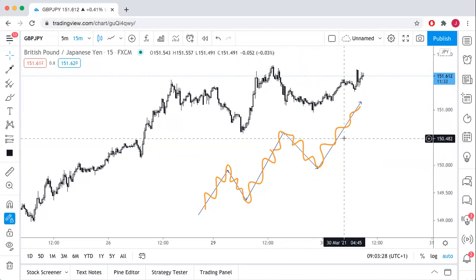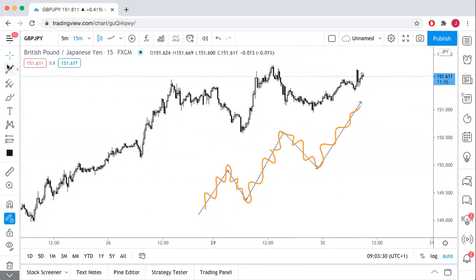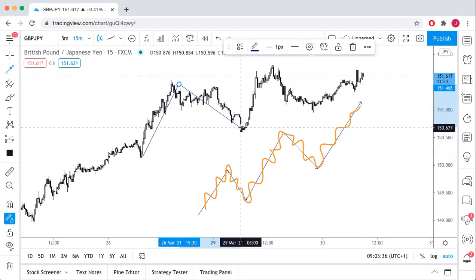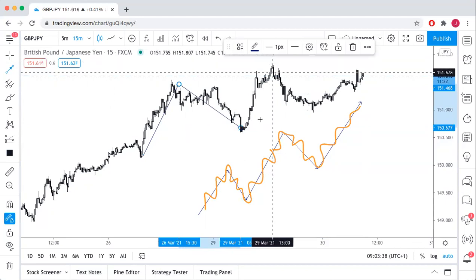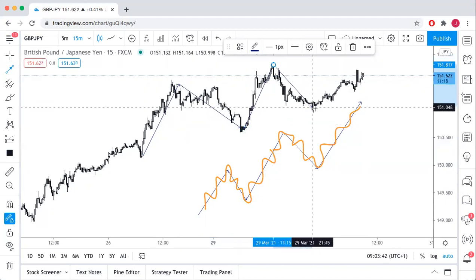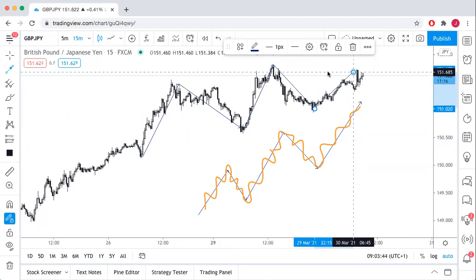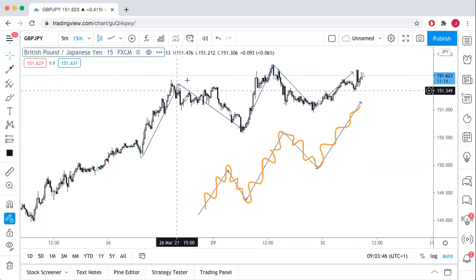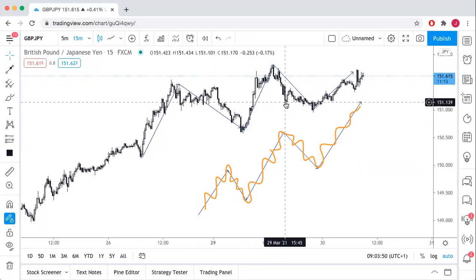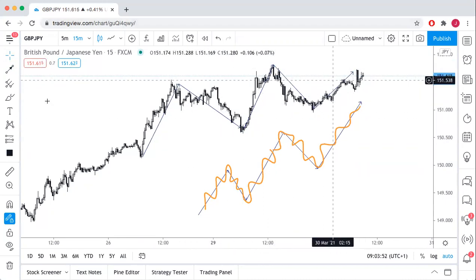Now, to map this onto this, we have big, strong structural pushes up. We then have structural pulls down, structural pushes up again, structural pulls down, and then structural pushes up again. This is the major structure. The major market structure here is that we are in a bullish trend. Price is overall pushing up.